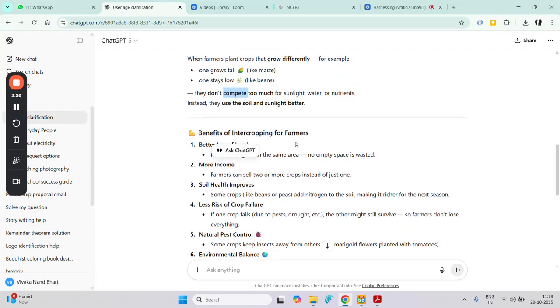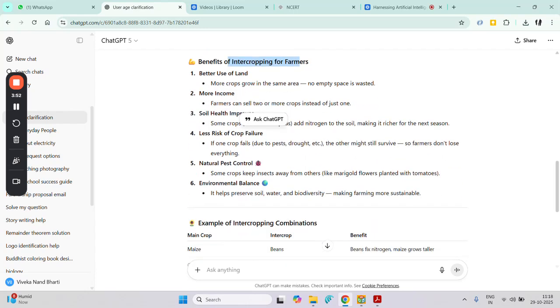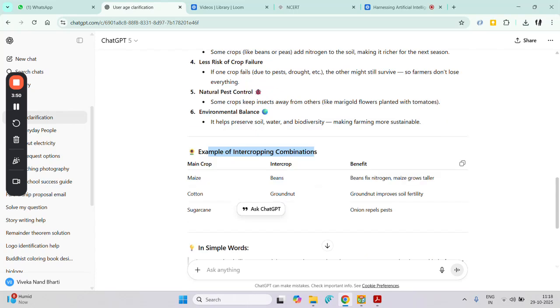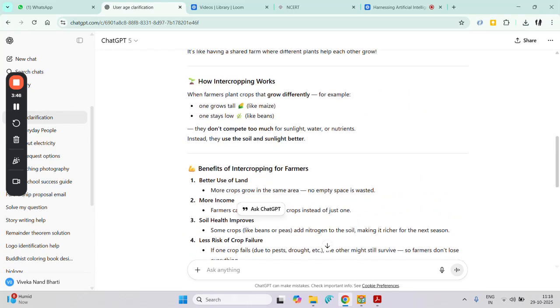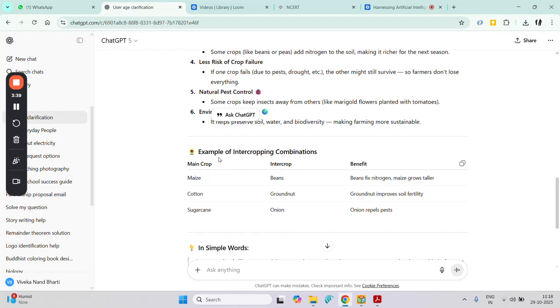Benefits. What are the benefits of intercropping for farmers? And then examples of intercropping combinations, because one of the things you have to understand, they have highlighted it: don't compete too much, right? So now you have to see examples of intercropping combinations: maize with beans, cotton with groundnuts, sugarcane and onion.